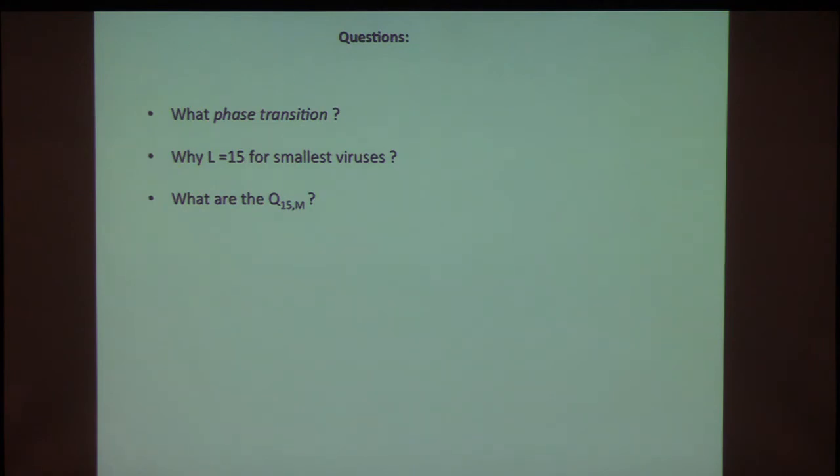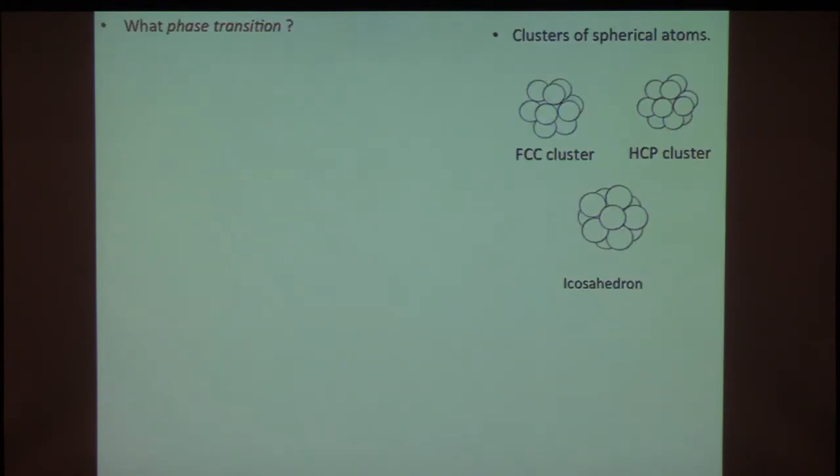I mean, what phase transition? Landau's theory was for a phase transition. That's not a phase transition here. We just have this tiny 20 nanometer diameter structure forming in a test tube. Where does this L equals 15 come from? I can see that it looks right. It looks like the right structure. But why L equals 15 and what are these Q15M? What are the expansion coefficients? So first let me talk about whether or not there is a phase transition.